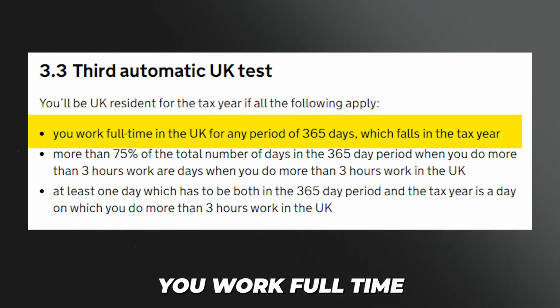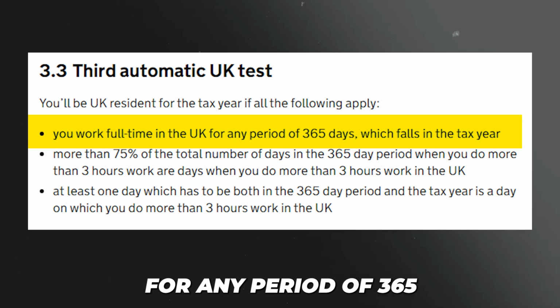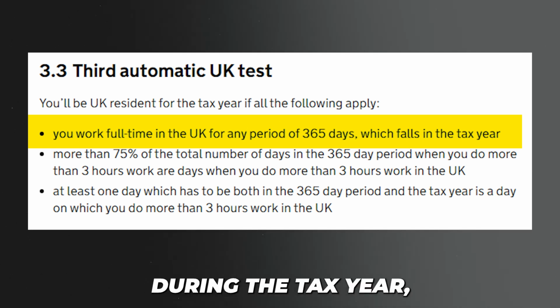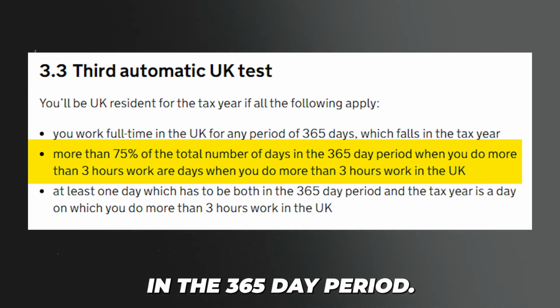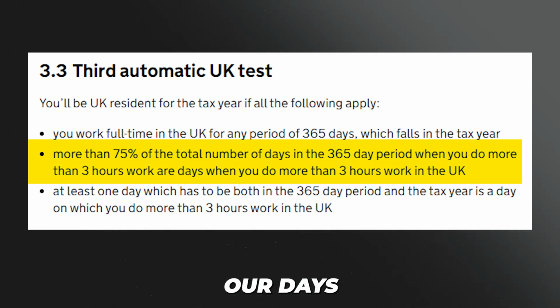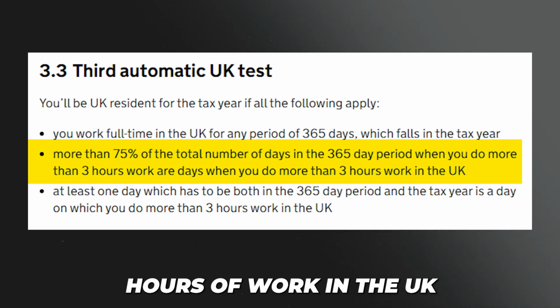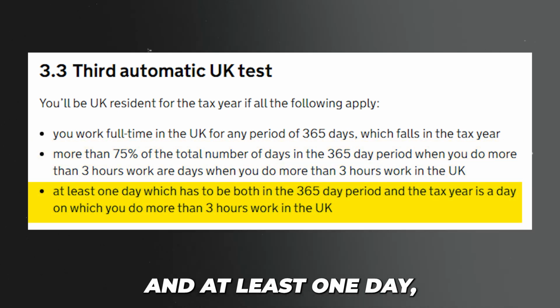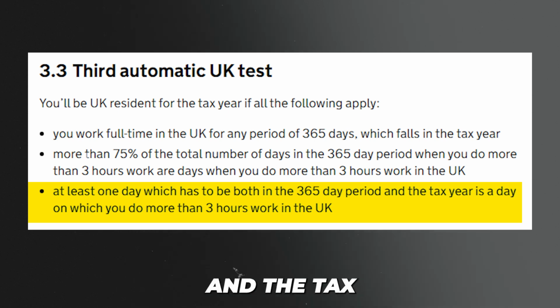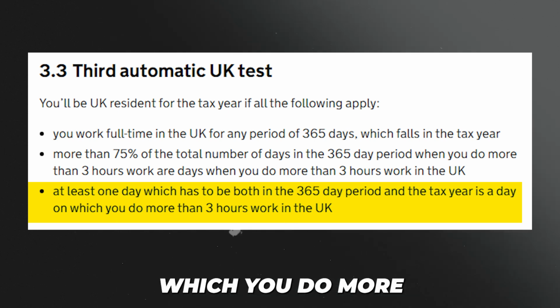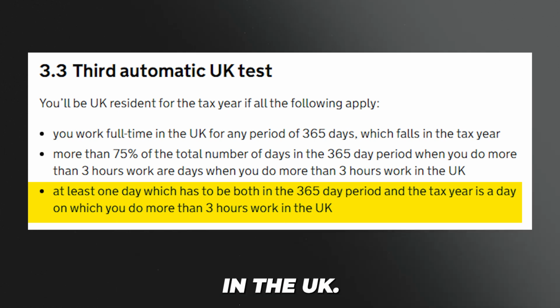You work full-time in the UK for any period of 365 days during the tax year. More than 75% of the total number of days in the 365-day period are days where you do more than 3 hours of work in the UK, and at least one day which has to be both in the 365-day period and the tax year is a day which you do more than 3 hours of work in the UK.